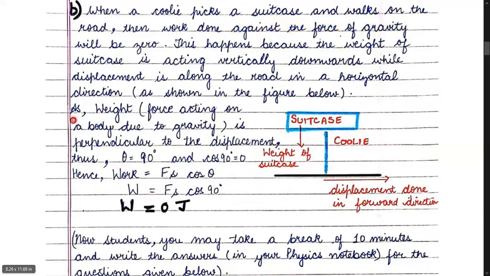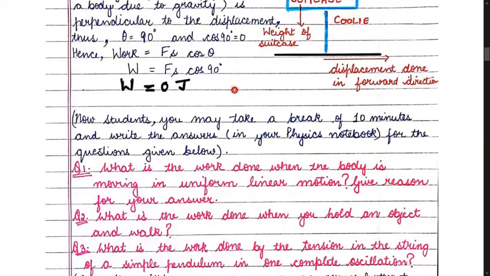Children, while writing down the reason, you have to explain every part as written in this example. You have to write down why the angle is 90, and by putting 90, how the answer comes to be 0 joule. So see, I have explained everything, what is the direction of force and what is the direction of displacement. Then only I am writing that the angle is 90 between them, and putting 90, cos 90 is 0, therefore our answer is coming to be 0. So while writing a reason, make sure you are explaining the whole concept.